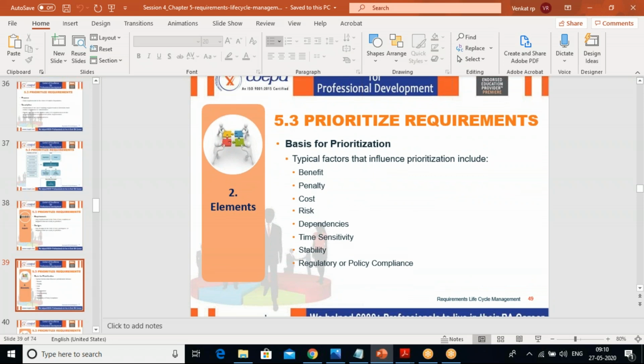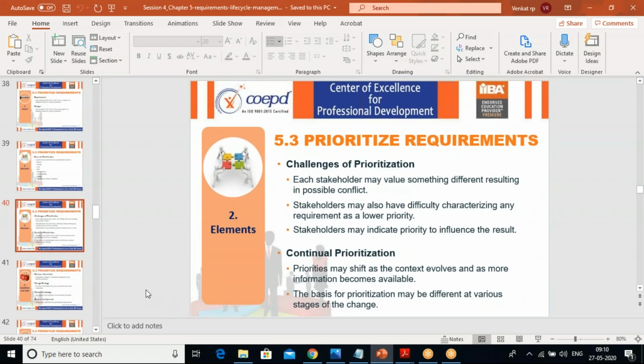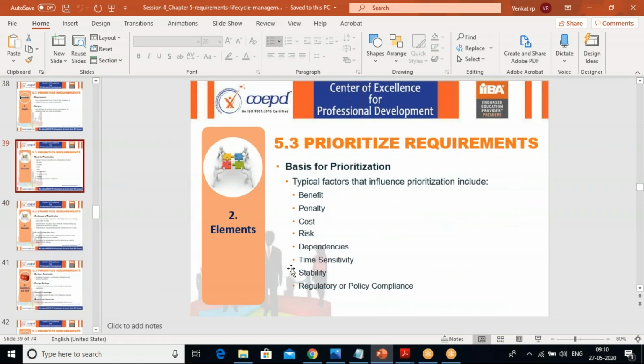And let us look into the elements. Number one is the basis for prioritization. How are we going to prioritize? Based on benefit, penalty, cost, risk, dependencies, time sensitivity, stability, and regulatory or policy compliance. Based on any of these parameters, we can do that particular prioritization. Prioritization can be done based on many factors.